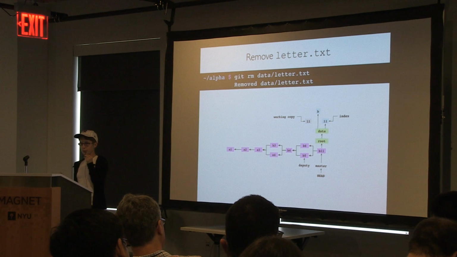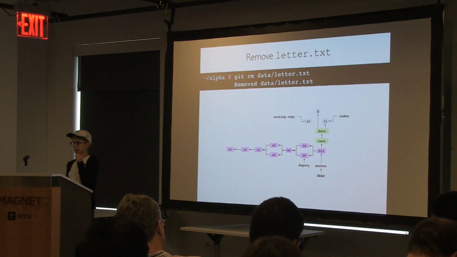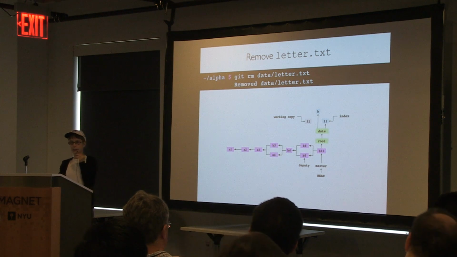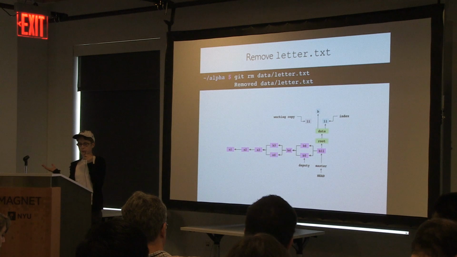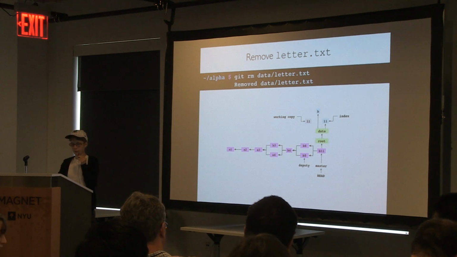And this removes the file from the working copy. So it just deletes the file. So letter.txt is now gone. Okay? And it also removes the entry for that file from the index. So now the index just points at the content of number.